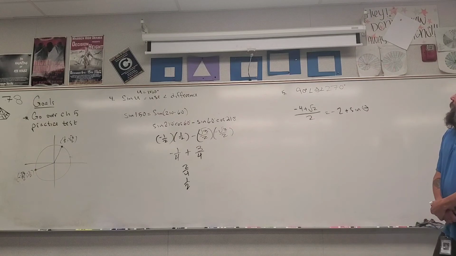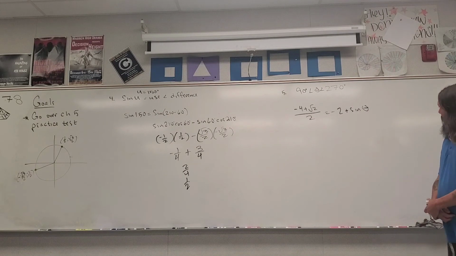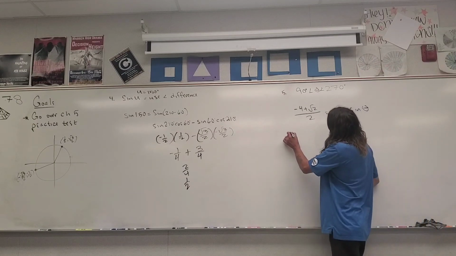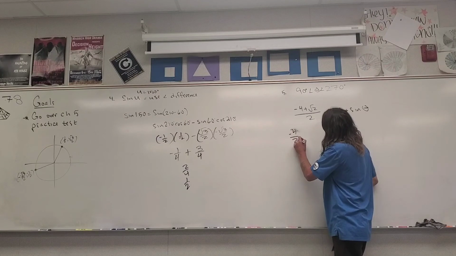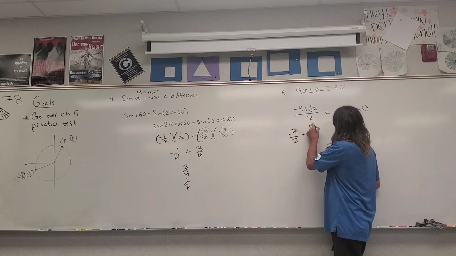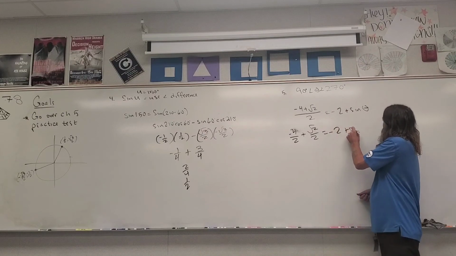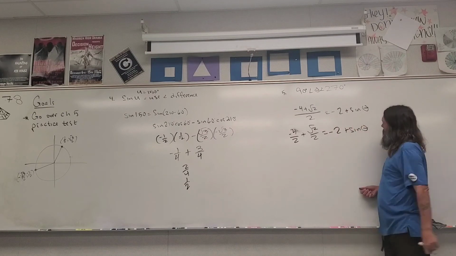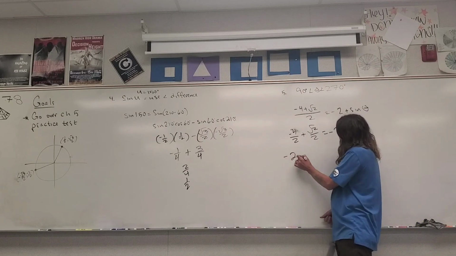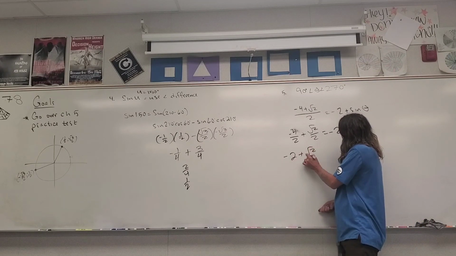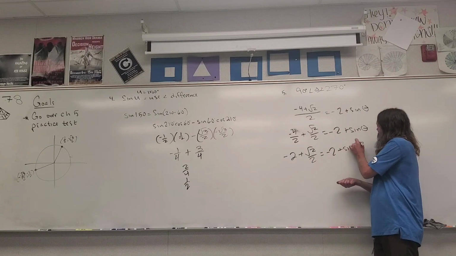Problem 5, we're solving for theta. So remember, we can break up a fraction. So this fraction now becomes minus 4 divided by 2 plus square root of 2 over 2 equals minus 2 plus sine of theta. Minus 4 over 2, that turns into minus 2. Plus the square root of 2 over 2, and that equals minus 2 plus sine of theta.